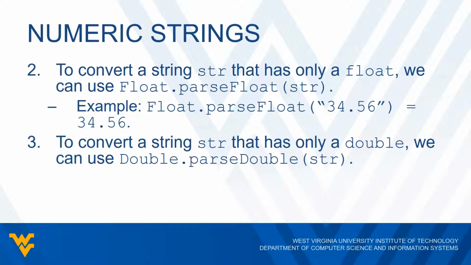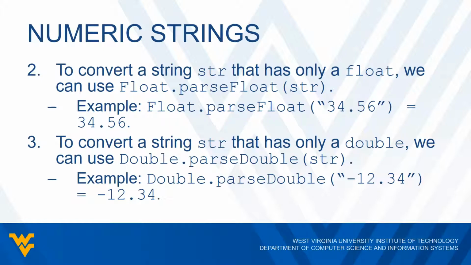What about doubles? Well, guess what? We can do the same thing. So here we can use the method Double.parseDouble, pass that string that contains the double, and it will give me that double. So for example, I can do Double.parseDouble, and maybe I pass the string negative 12.34. Sure enough, that's going to return negative 12.34.